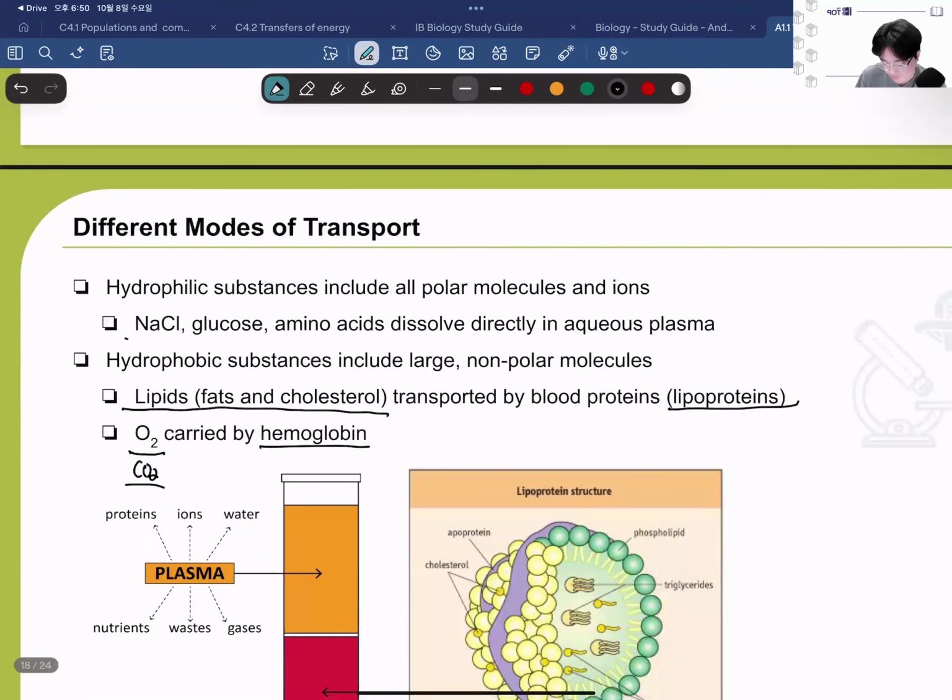Any other things like sodium chloride, glucose, amino acids, they can directly be dissolved in blood without needing anything to carry it around. So we carry around glucose in our blood just in its pure glucose form, just dissolved in our blood. Understood?